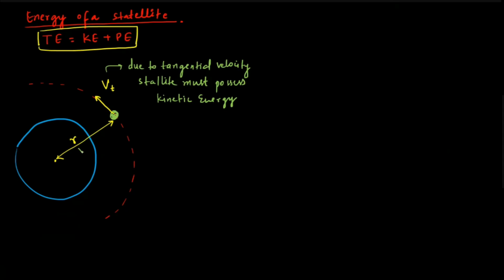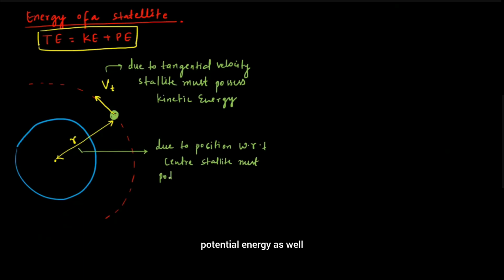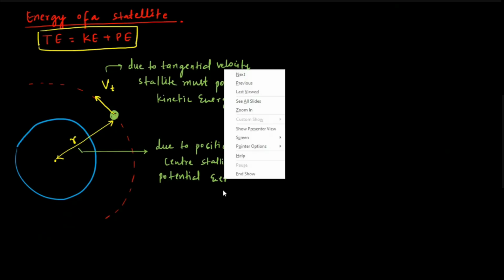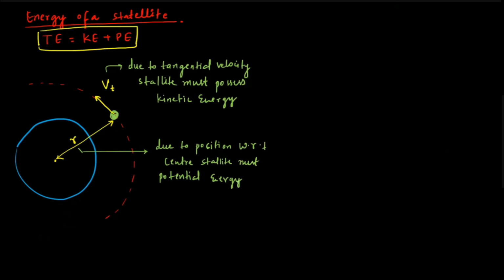Apart from this, due to its position from the center, or due to its position with respect to the center, the satellite must possess potential energy as well. So both of them will be contributing towards the total energy of the satellite.